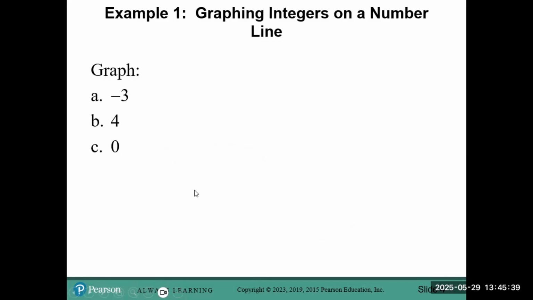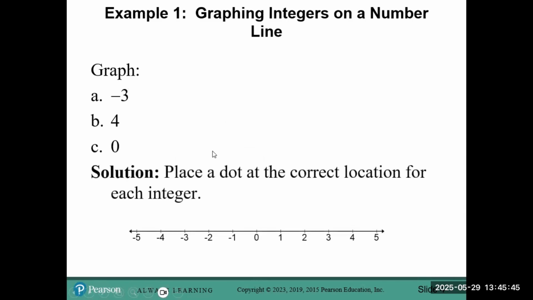And then we can think about graphing these numbers on the number line. So if I had questions like to graph these, I would start with a number line, and then I would just put dots. So -3 would be right here, and I would draw a dot there. And 4 would be to the right of 0 over here. And then right in the middle of my number line is 0. So that's all we mean by graphing or plotting the points.